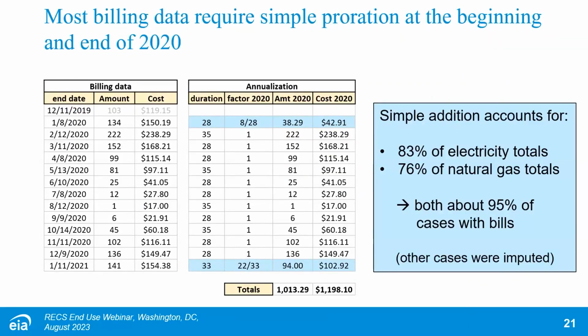So a quick note about these measurements. We collect bills for as many cases as we can, and we don't get them all, but we get them for a large majority of our cases. And for those that we get, most of them look like the representative bills I've shown here, where you have, say, 13 bills that straddle the calendar year 2020. And our fuel totals for the calendar year 2020 are as simple as prorating along the edges and adding them up. And this is what we do for 95% of all the cases for which we get bills in both electricity and natural gas. And so we do minimal treatment on this high quality data for our fuel totals.